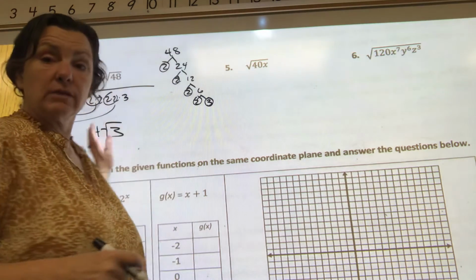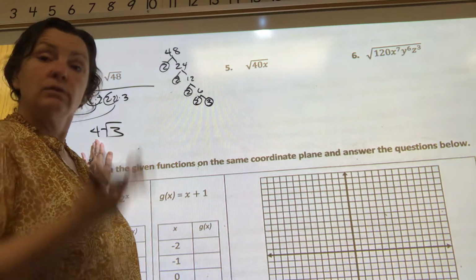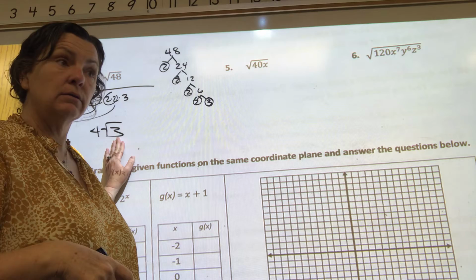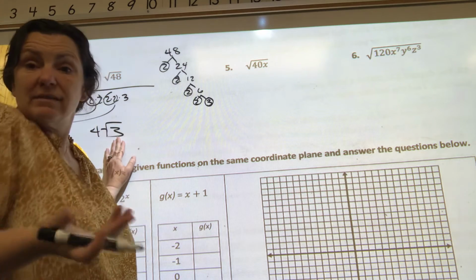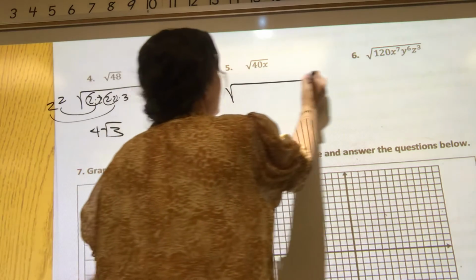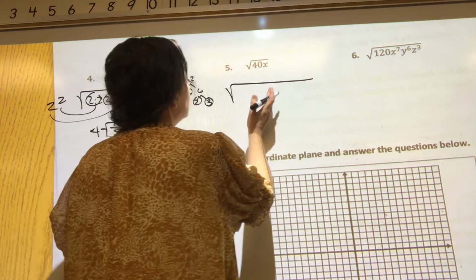Why is the 4 outside? Because those were our pairs, right? Our couples. Why is the 3 left behind? Right, because it's a single person, right? Cool. Next, when in doubt, let's write this out.